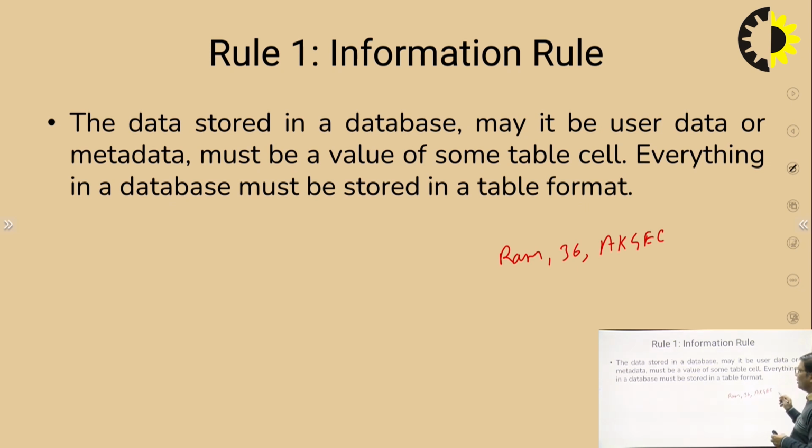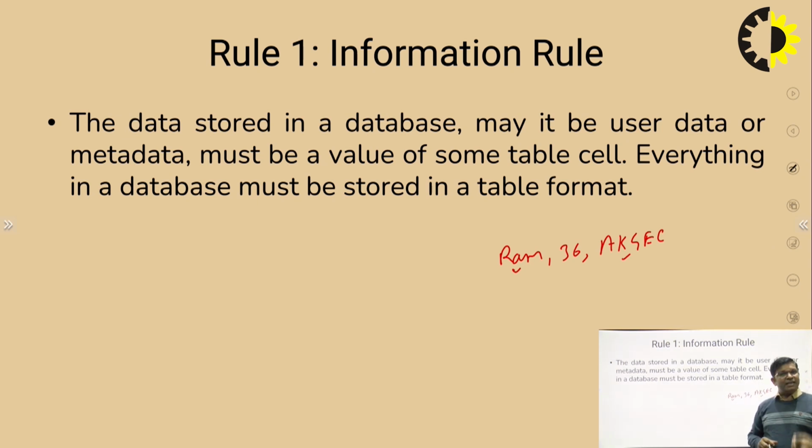This is metadata, or we can say this is data from which we can extract some information, but maybe the information is not meaningful. Ram, we know, is a person's name. We know AKG is an organization. And what is 36? 36 may be the age, maybe 36 is the roll number, or maybe Ram, whose roll number is 36, is studying in AKGEC.